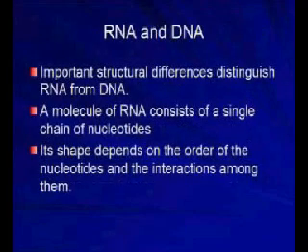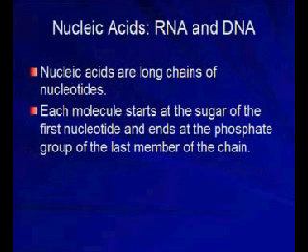Important structural differences distinguish RNA from DNA. A molecule of RNA consists of a single chain of nucleotides. Its shape depends on the order of the nucleotides and the interactions among them. Nucleic acids are long chains of nucleotides. Each molecule starts at a sugar of the first nucleotide and ends at a phosphate group in the last member of the chain.